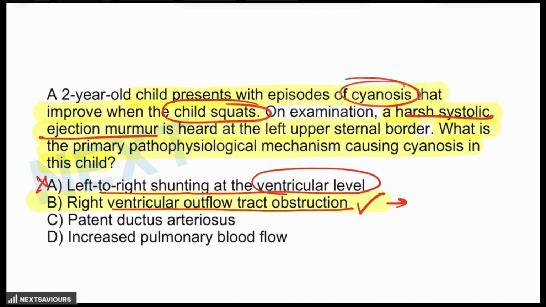So this is the best answer as far as this question is concerned. Now, if you look at another option, that is option C, patent ductus arteriosus. It may be present, but it is not the primary cause of cyanosis usually seen in case of TOF. And the last option, increased pulmonary blood flow: TOF is characterized by reduced pulmonary blood flow instead of increased pulmonary blood flow due to right ventricular obstruction.